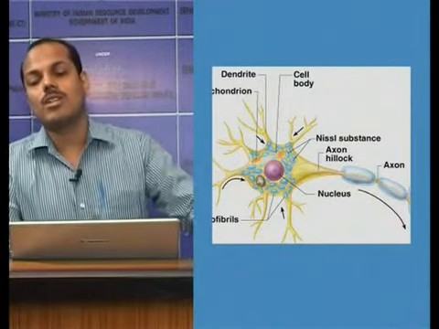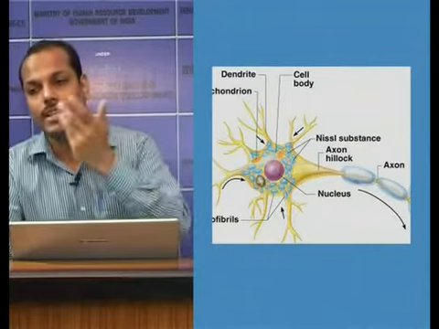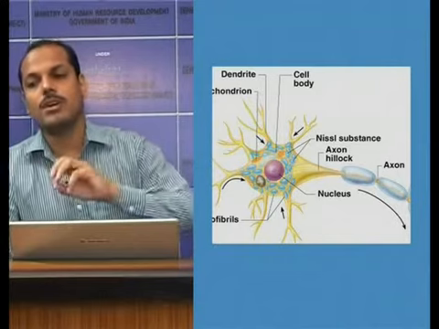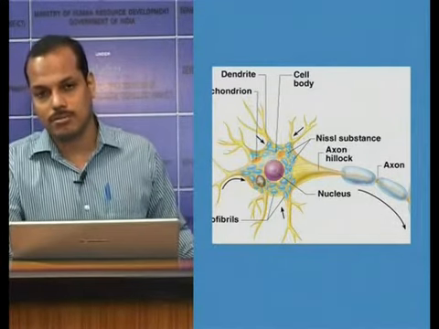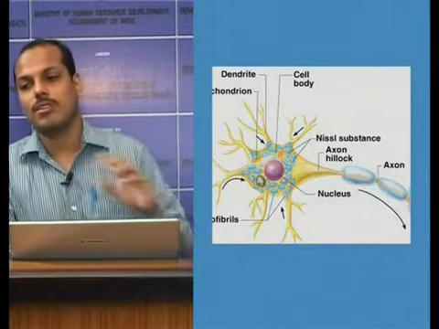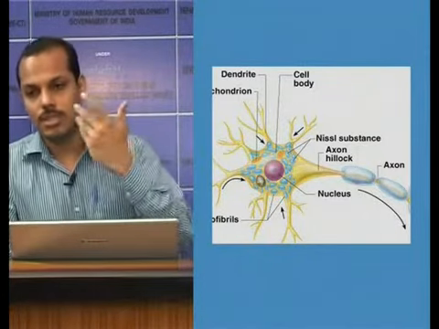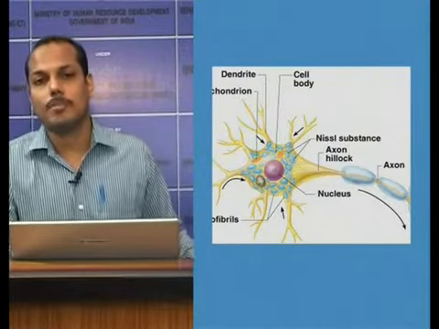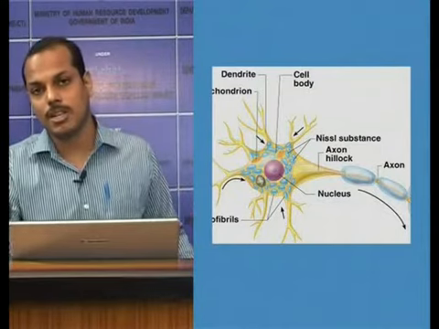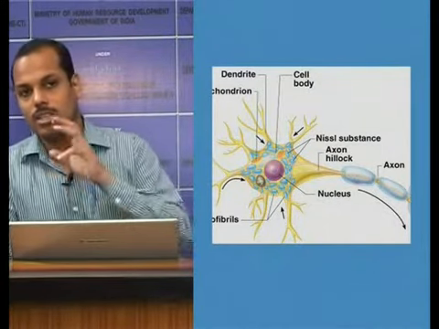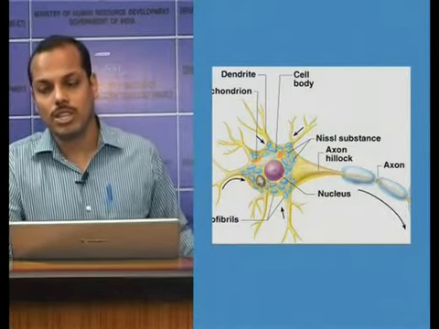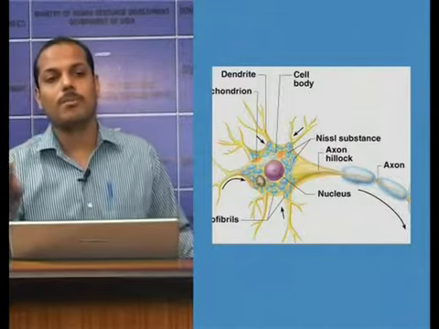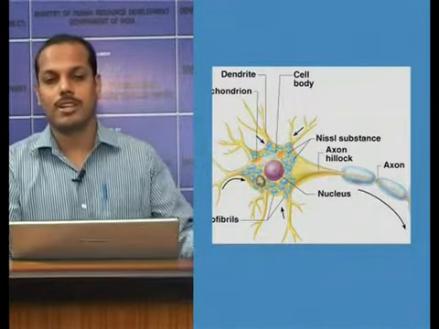Once the neuron gets fatigued, or any injury or anoxia is there, at this time the Nissl granules disappear, and once there is a recovery, the Nissl granules reappear. So Nissl granules are seen all around the cell body except at the axon hillock, and when the neuron is fatigued or injured, they disappear and reappear after recovery.